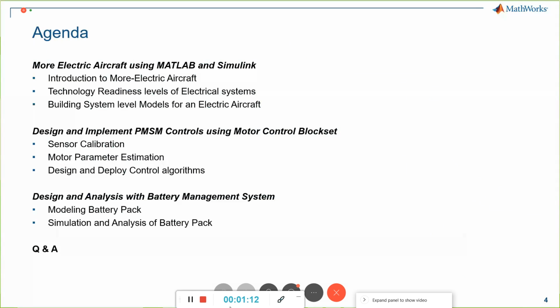So the agenda for today, we broadly classified into 3 segments. The first one, I'll be talking mainly about the more electric aircraft using MATLAB and Simulink. We talk about various technological readiness levels for these electrical systems and how you build them. Followed by my colleague, who will be talking mainly on the PMSM controls, which covers the sensor calibration, motor parameter estimation, design and deployment, and also on the battery management systems, mainly on the modeling of the battery pack and how you simulate and analyze a battery pack.